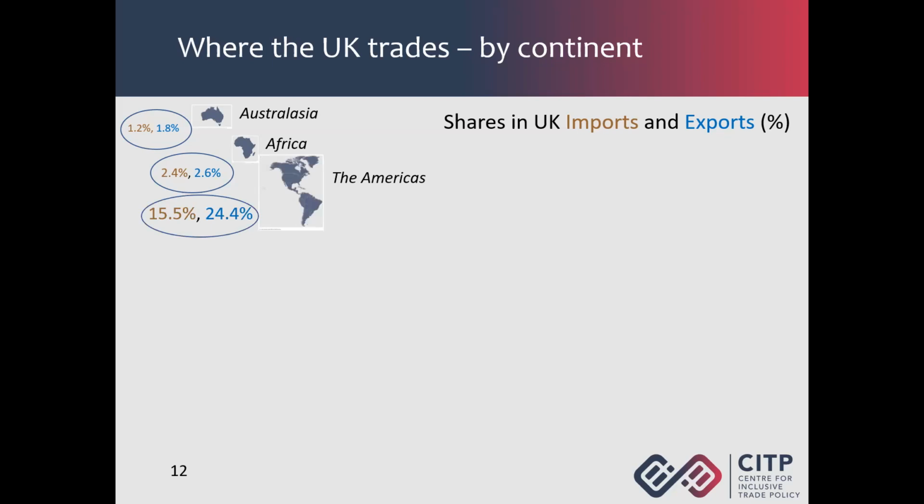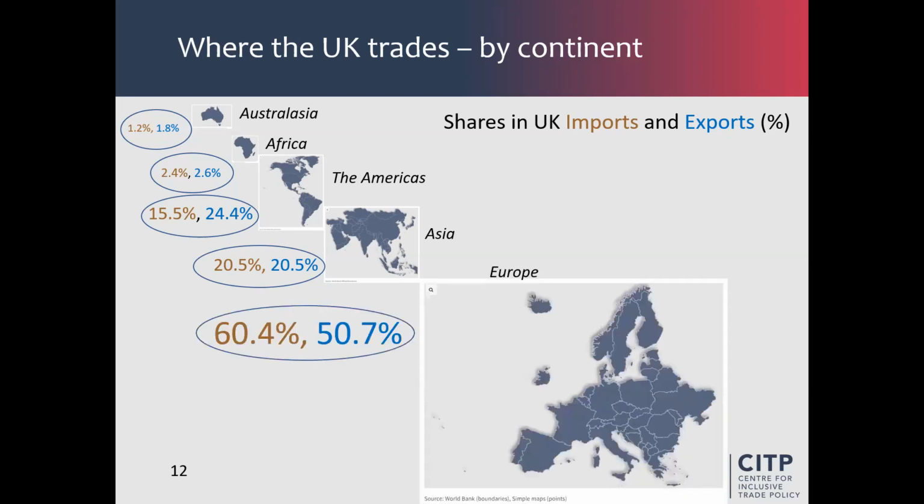The Americas, about 15% of our imports come from America, 24% of our exports. This is largely trade with the USA, and in trade with the USA, services are very important. Next comes Asia, get over 20% of both exports and imports. Big partners here are China and Japan, India and South Korea coming along shortly afterwards.